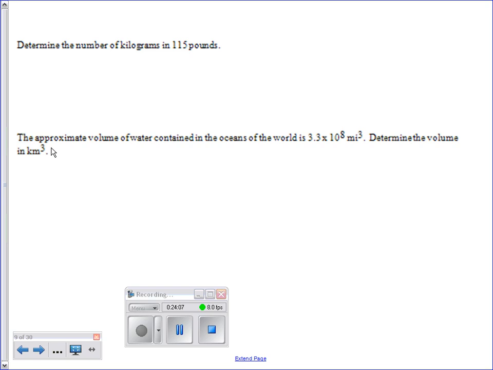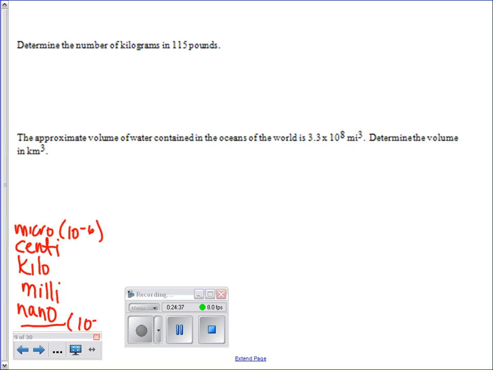I need you to know the basic metric conversions, your centi, kilo. Well, I should write down which ones you need to know. You need to know centi, kilo, milli. Do we need them to know mega? Probably not. Nano will be good for when we get to waves and wave theory. Micro. Does anybody remember micro? Guys, it's -6. Nano is -9.